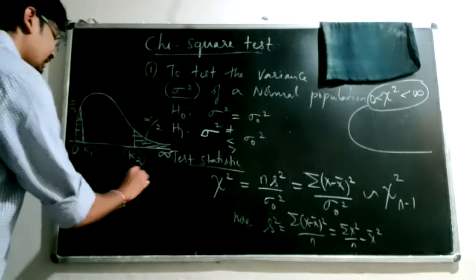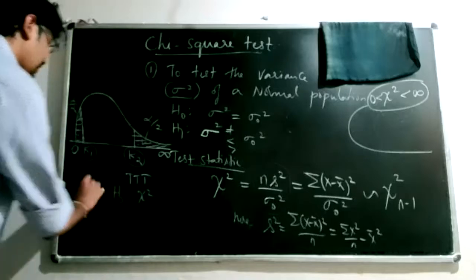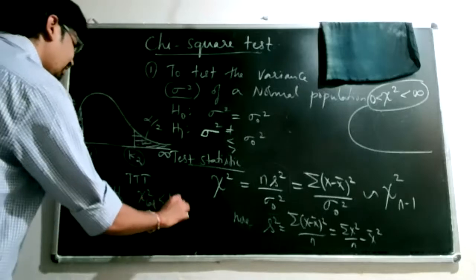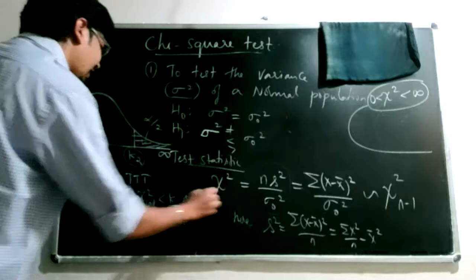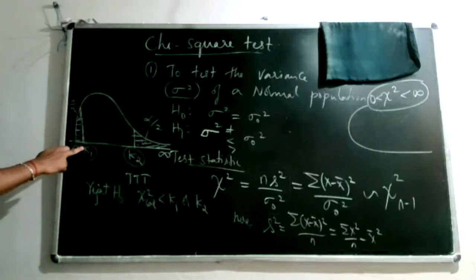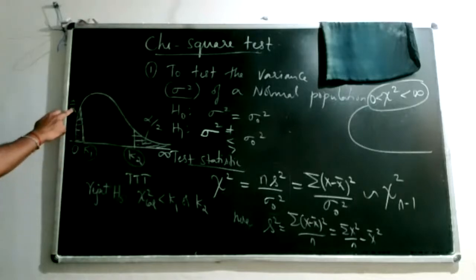So for a two-tailed test, you will reject H0 if your chi-square calculated is less than K1 or greater than K2. And for a one-tailed test, if you're talking about a left-tailed test, you reject the null hypothesis if your observed value is below K1, where the region up to K1 is alpha.